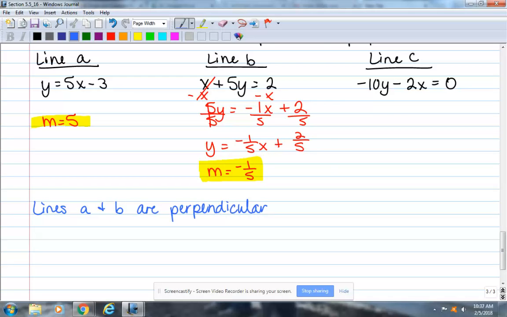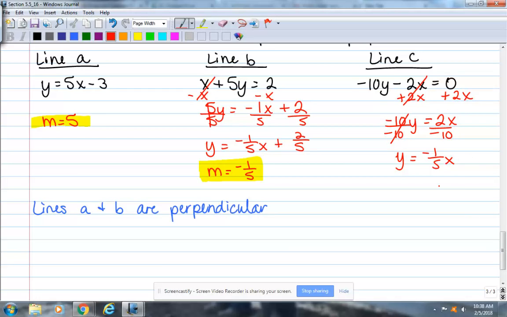So don't do line A and B and see that they have a relationship and skip line C, because line C might be parallel to one, it might be perpendicular. You don't know until you work it out. So what are we going to have to do to line C over here to get it in slope-intercept form? Add 2x. And now what? Divide by -10 everywhere. And simplify that. y equals what?